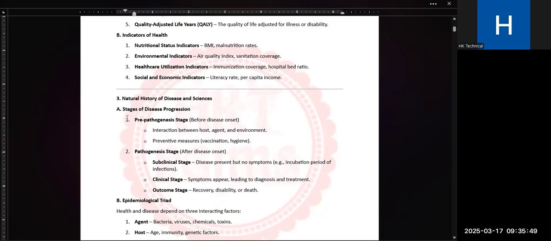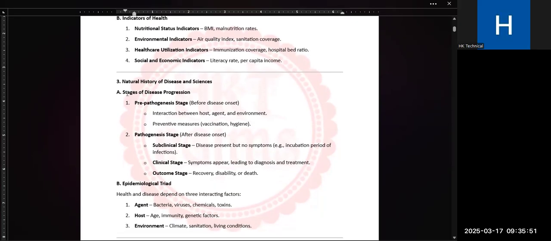Natural history of disease and its sciences. For the stages of disease progression, we have two categories: first is the pre-pathogenesis stage, and another one is the pathogenesis stage.